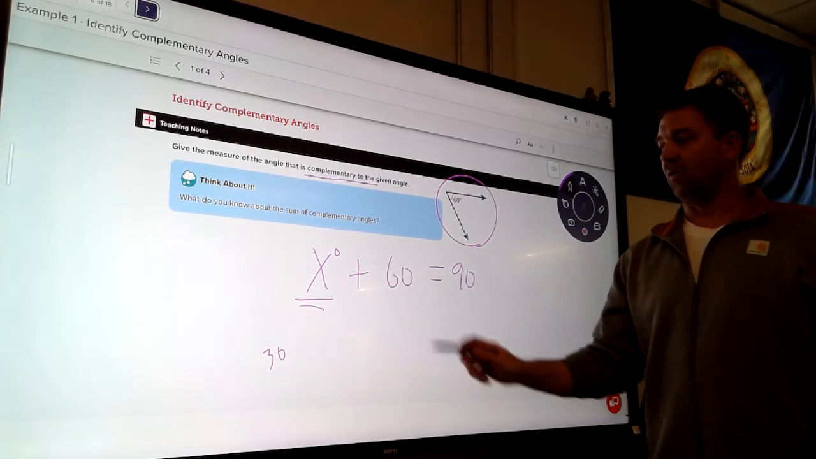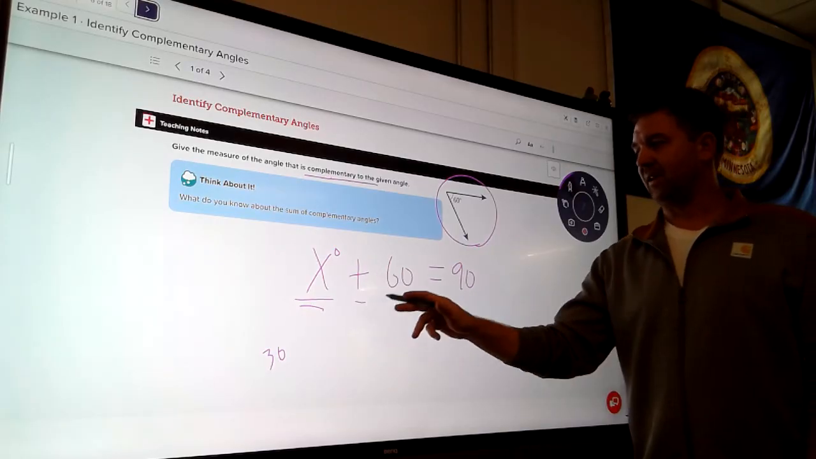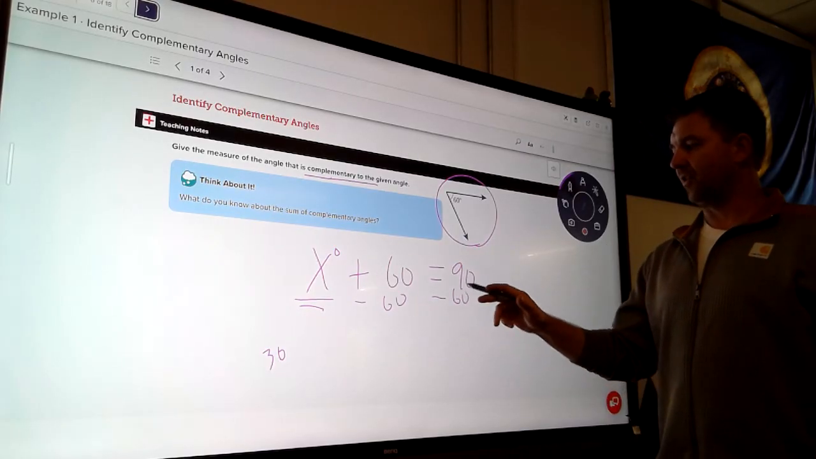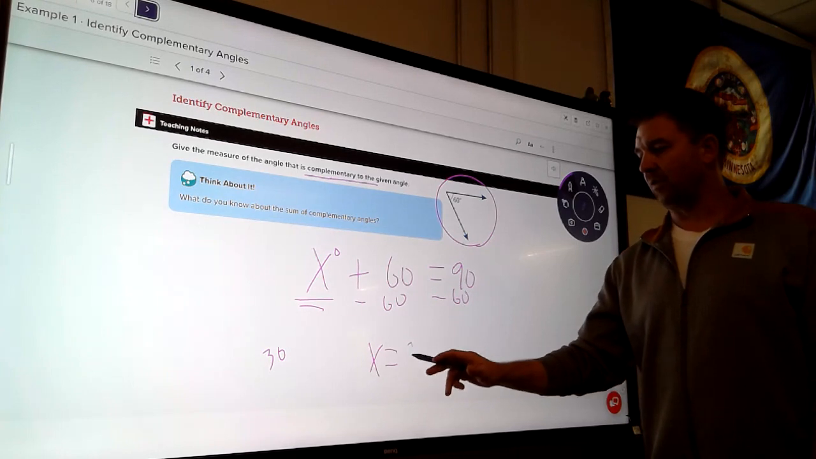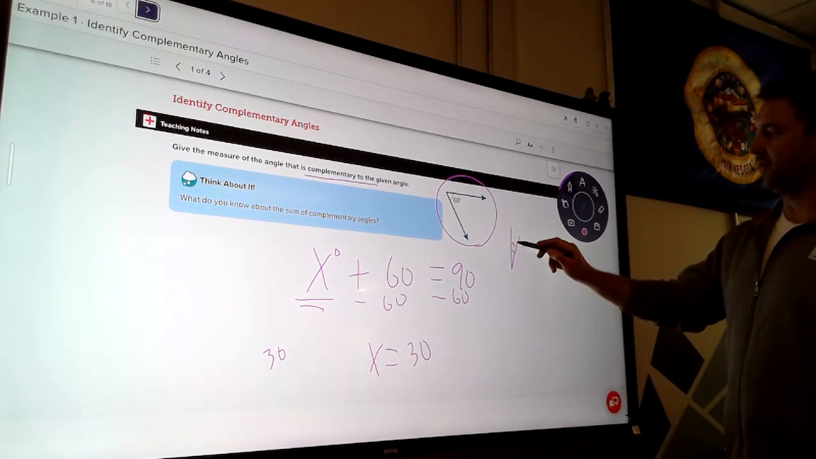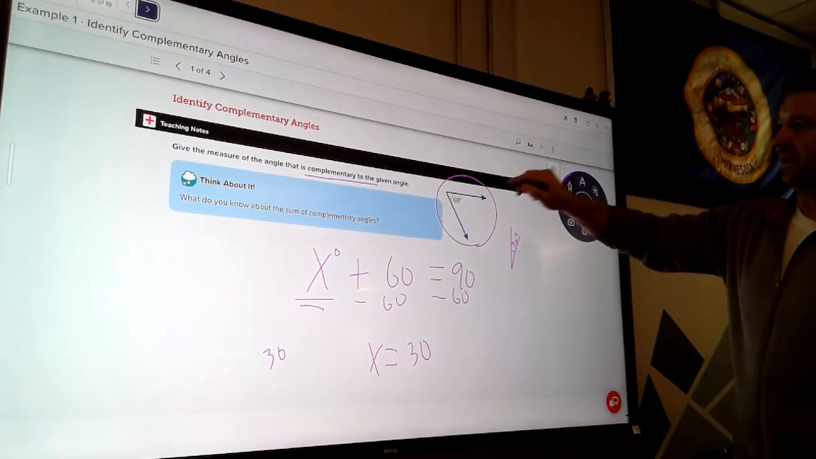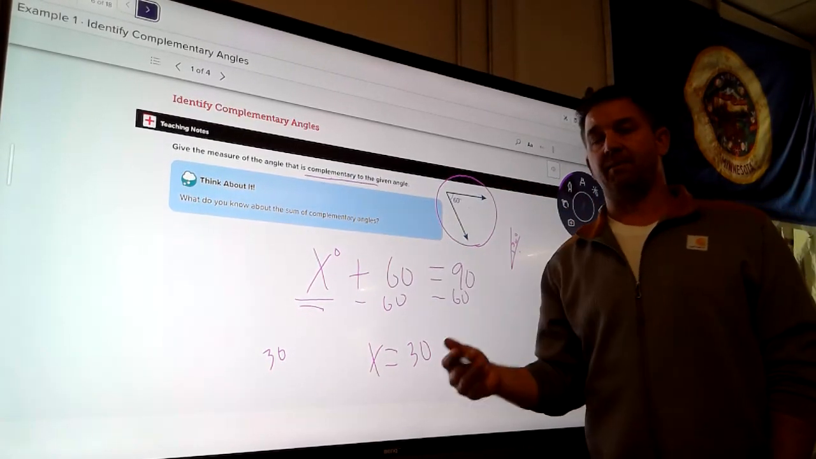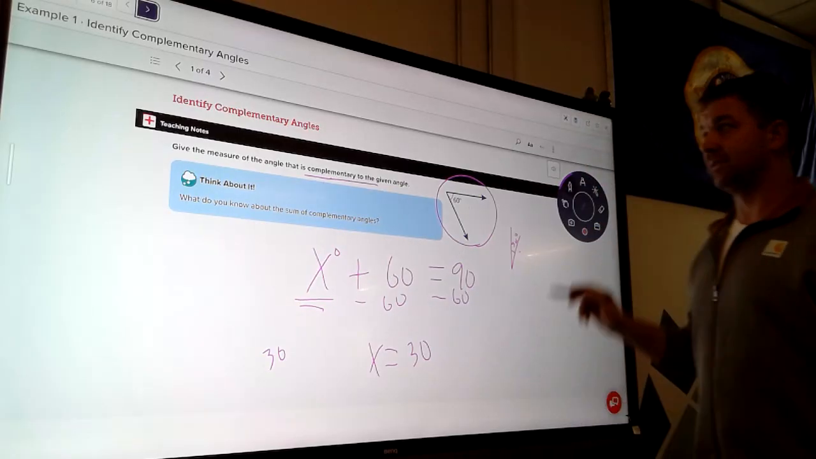If you didn't, well, again, they're adding 60, so I subtract 60. So I just prove it that x would have to be equal to 30. So I know if I drew another angle over here and said, hey, this is 30 degrees, this one and this one would be complementary because they both add up to 90 degrees.